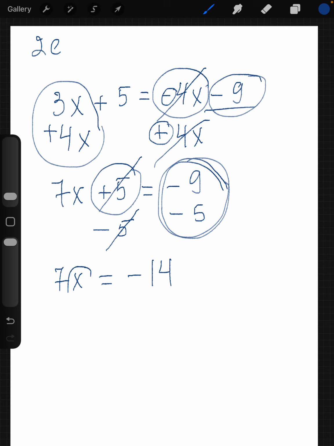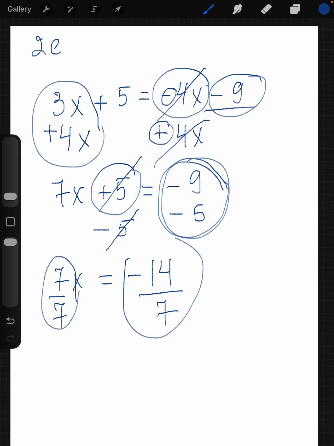Okay, and are we done? No, there's still not just x on the left side of the equation. We have 7x, which means 7 times x, which means we have to divide it by 7 in order to remove it from the left side of the equation. So we divided both sides of the equation by 7. Okay, so that takes care of that. So now we have only x on the left, and here we can just perform negative 14 divided by 7, which equals negative 2. And that's it, you guys.